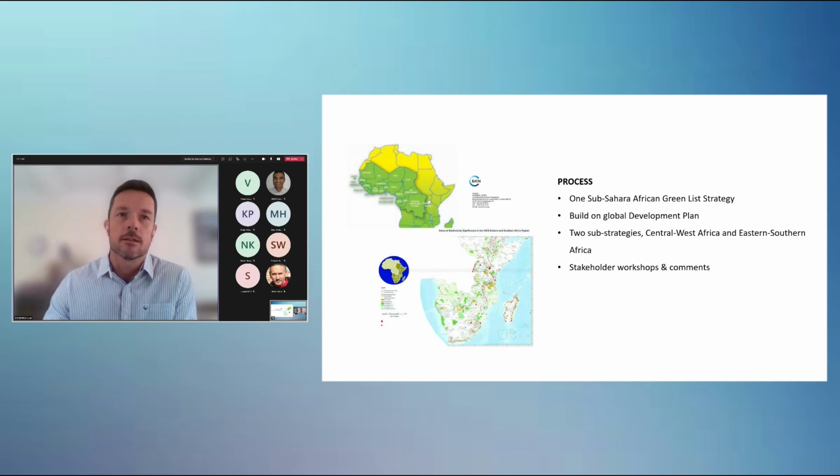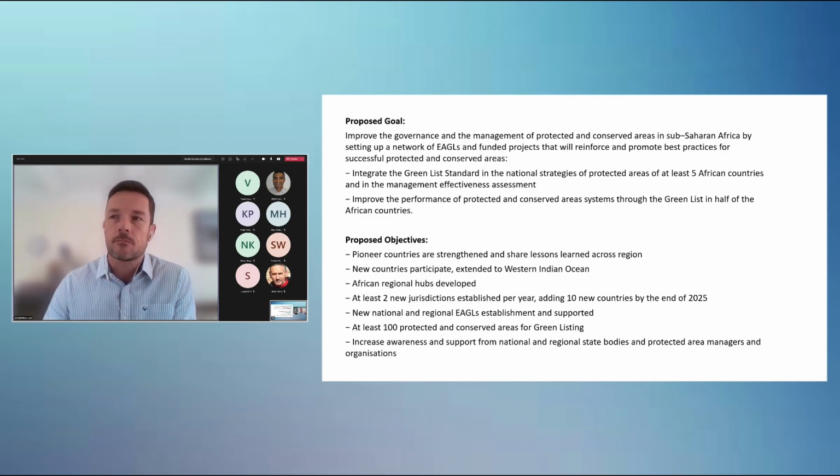All right, so while the slides are moving, the strategy is really going to have 3 main components, and you don't have to read all the text, but what it's saying is that we want to expand the Green List program across Africa in more countries and get more buy-in from sites and governments. We want to promote the Green List across the region. And then ultimately, we want to use the Green List to improve the management and governance effectiveness and conservation outcomes of protected and conserved areas in the region. You can move to the next.